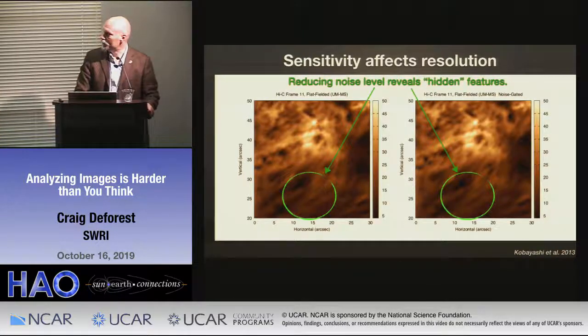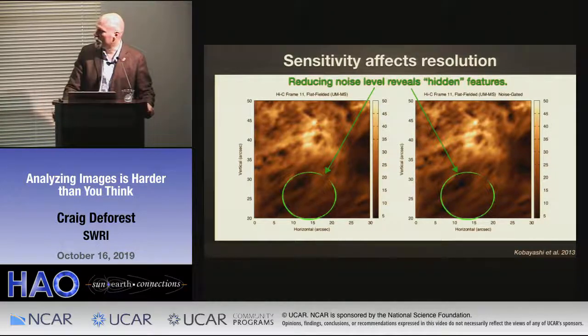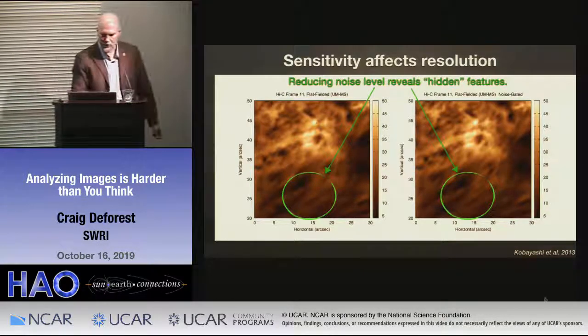So here's an example. I've talked about noise gating to this audience before. This is a post-processed Hi-C image with greatly reduced noise. And over here, you can see some structure, but here, things are kind of a solid mass of brightness. Over here in the noise-reduced section, you can separate that into multiple loops. That's a subtle example. You might not be able to see it in the back row.